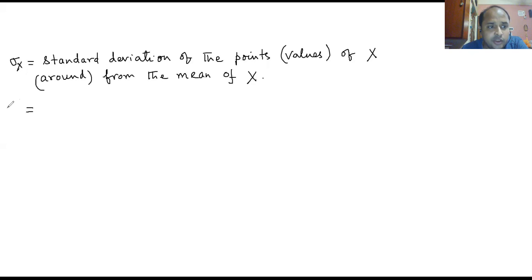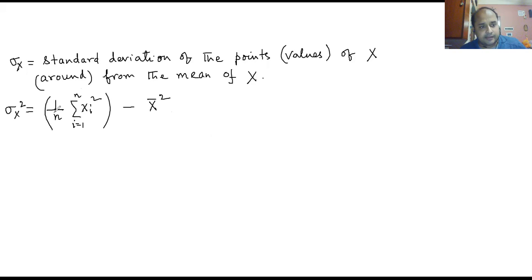So the standard deviation is actually calculated by the following formula. To calculate standard deviation, we need to calculate the variance first of all, sigma x squared, the variance. And this sigma x squared is calculated by 1 by n summation xi square, i goes from 1 to n, minus x bar square. That is what is known as the variance. And for calculation of sigma x, we take the square root of this variance term, the positive square root.